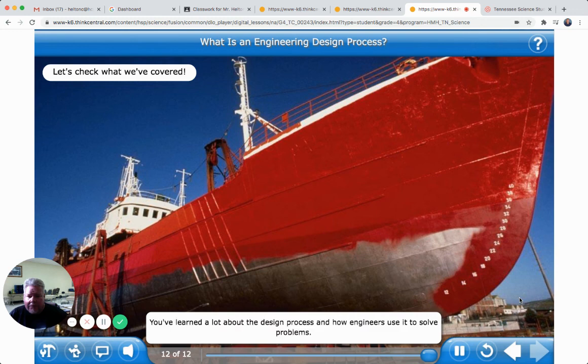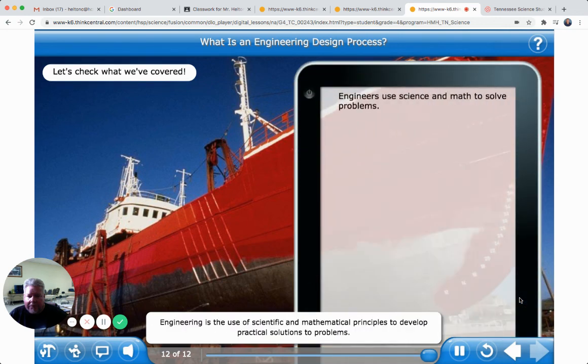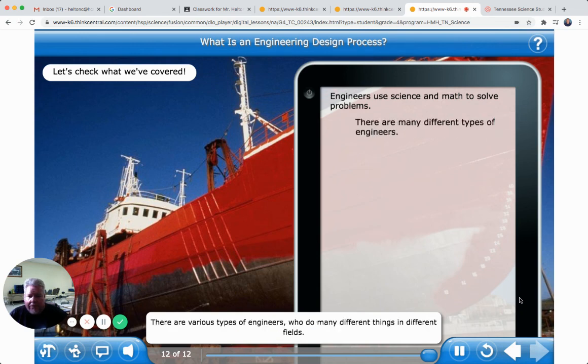You've learned a lot about the design process and how engineers use it to solve problems. Let's review the main ideas from the lesson. Engineering is the use of scientific and mathematical principles to develop practical solutions to problems. There are various types of engineers who do many different things in different fields. Some types of engineers include architectural, civil, electrical, mechanical, chemical, aeronautical, and environmental.